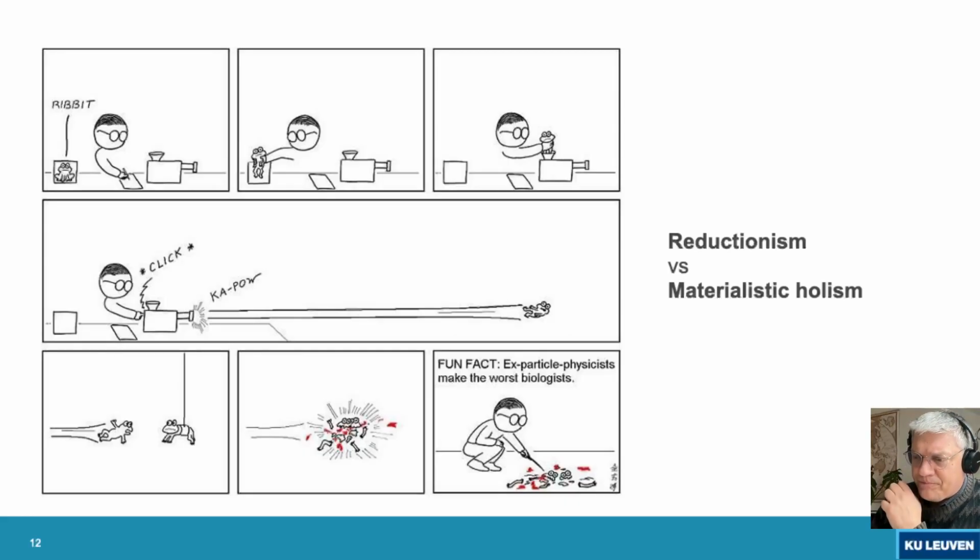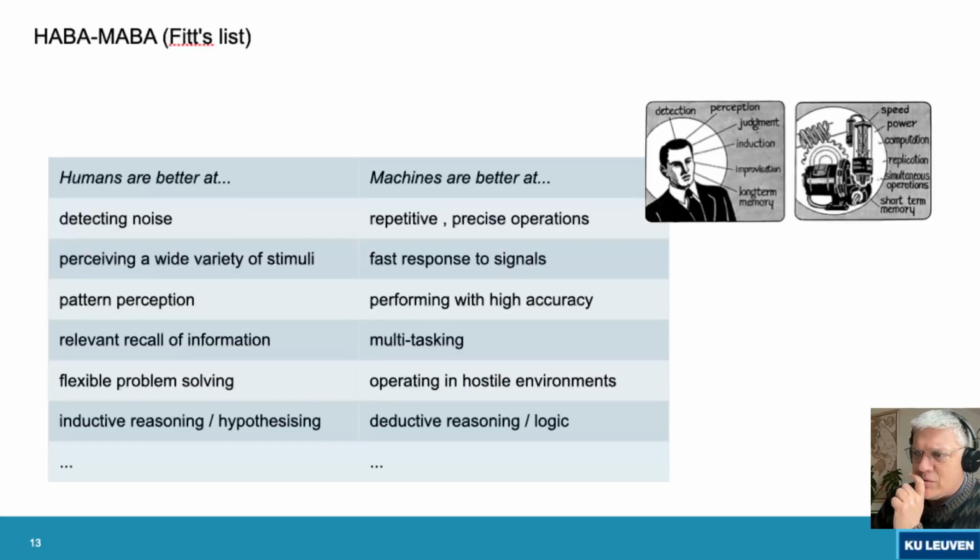And for that, we need to combine things that humans are good at with things that machines are good at. For example, we call that Fitts list, HABA-MABA: humans are better at, machines are better at. Humans are good at recalling relevant pieces of information, which machines are not. Machines are really good at multitasking, which is something that humans cannot do. And so on. So we really need to combine those two together.